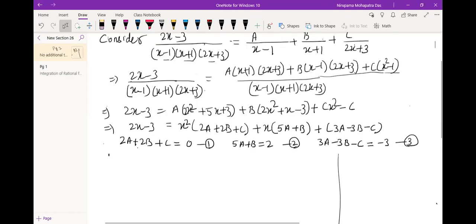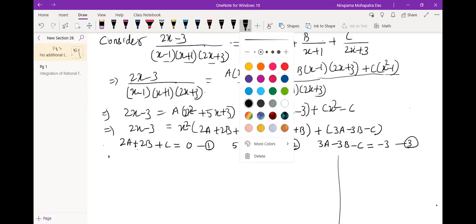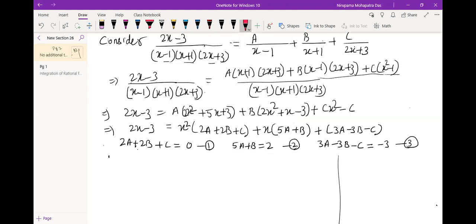Yes, I'll tell you a shortcut method. So here you see, whenever we are writing like this, from this step, your 2x minus 3 equal to what? 2x minus 3 is A into (x plus 1)(2x plus 3) plus B into (x minus 1)(2x plus 3) plus C into (x minus 1)(x plus 1).